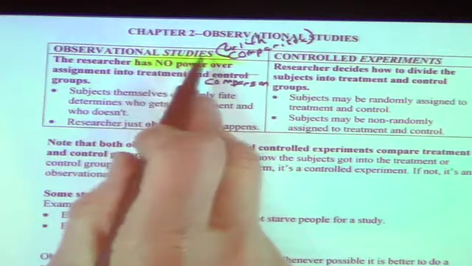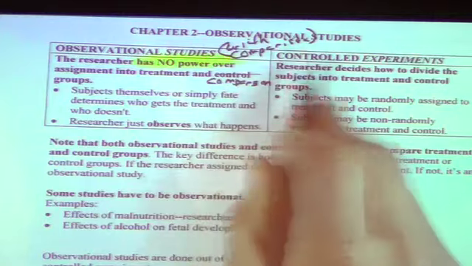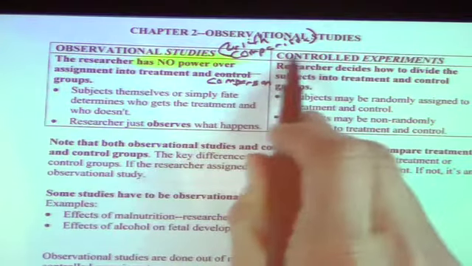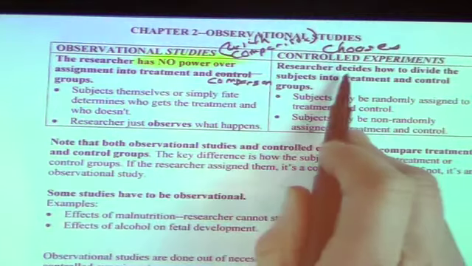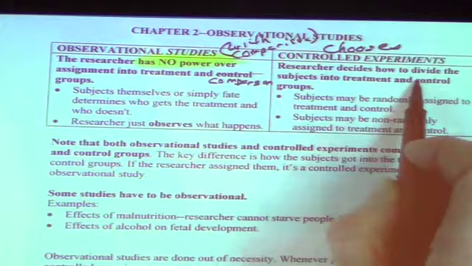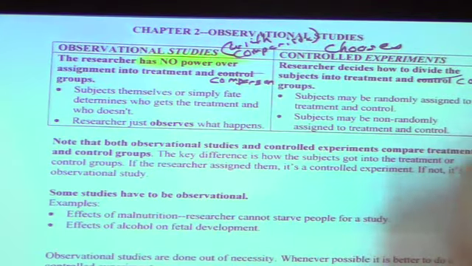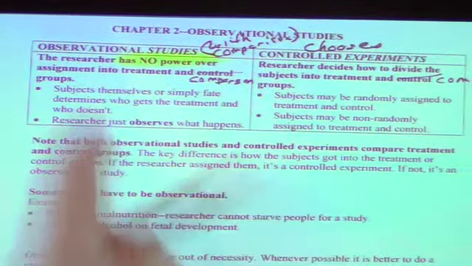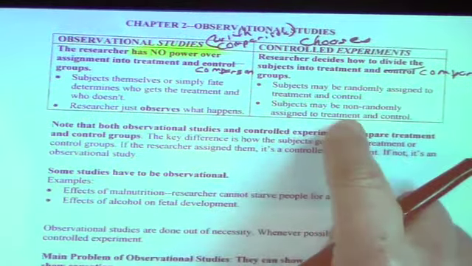So, observational study, the researcher has no power. He doesn't choose. And here, the experimenter chooses. That's what this means. Chooses. The researcher decides how to divide the subjects into a treatment and a comparison group. All right. The subjects may be randomly assigned or not randomly assigned.